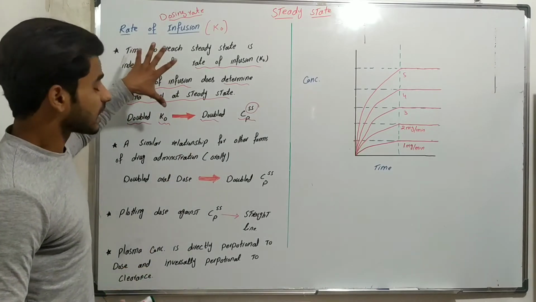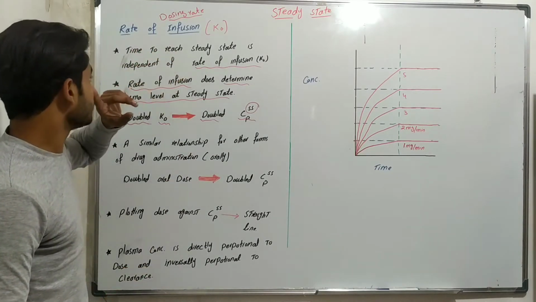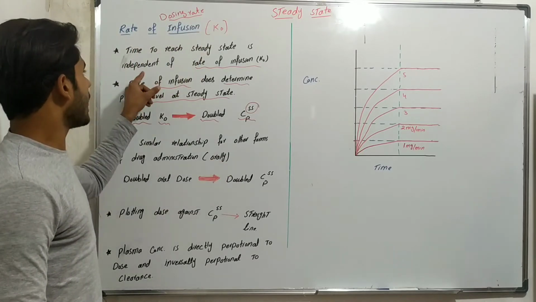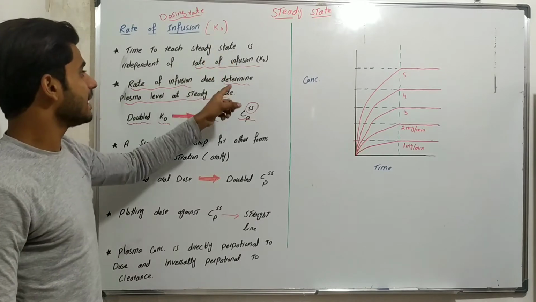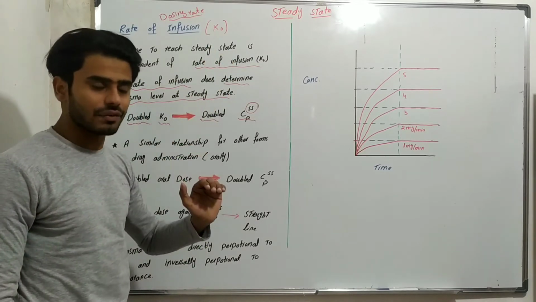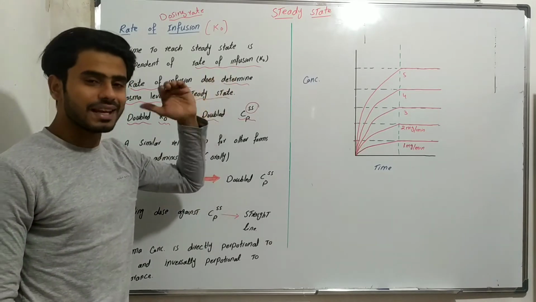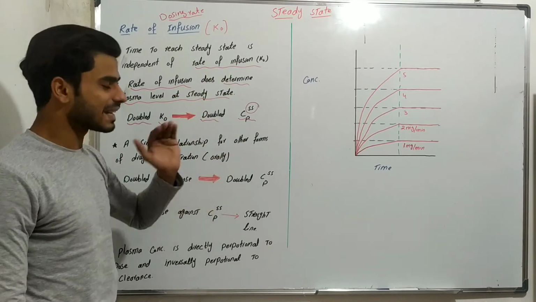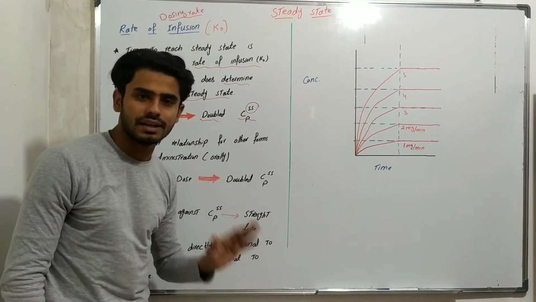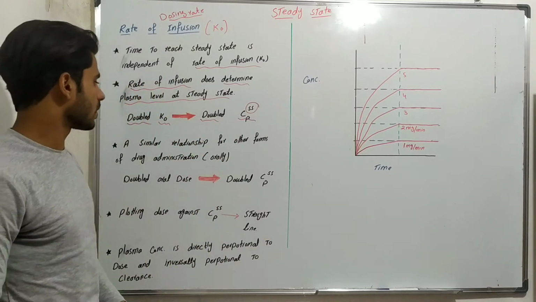So what is the concept? The rate of infusion doesn't affect the time to reach the steady state. Rather, it determines the plasma level at the steady state. If we increase the rate of infusion, the plasma level will increase. If we decrease the rate of infusion, then the plasma level of a drug at steady state will decrease. So these are the two concepts.